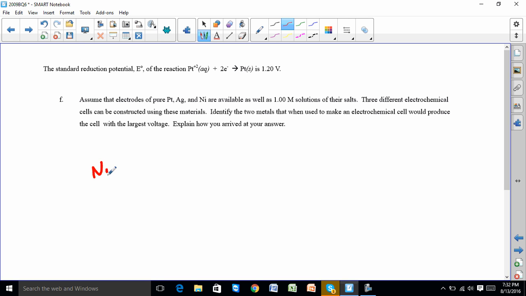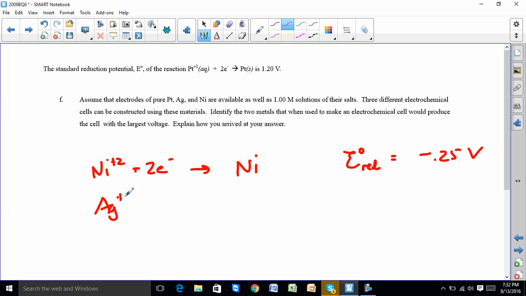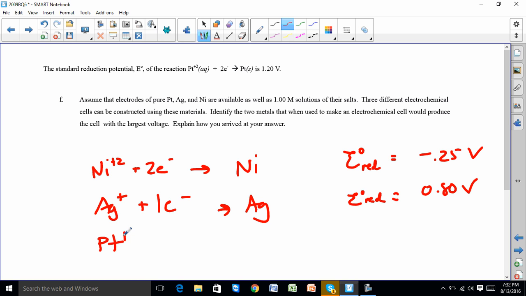And so what I noticed is nickel, and I put them in order. Nickel ion plus 2 electrons goes to nickel metal, and here E reduction is negative 0.25 volts. And then silver ion goes to silver metal, and here E reduction is 0.80 volts. And then this one they give you, platinum ion plus 2 electrons goes to platinum metal, and that E reduction is 1.2 volts.